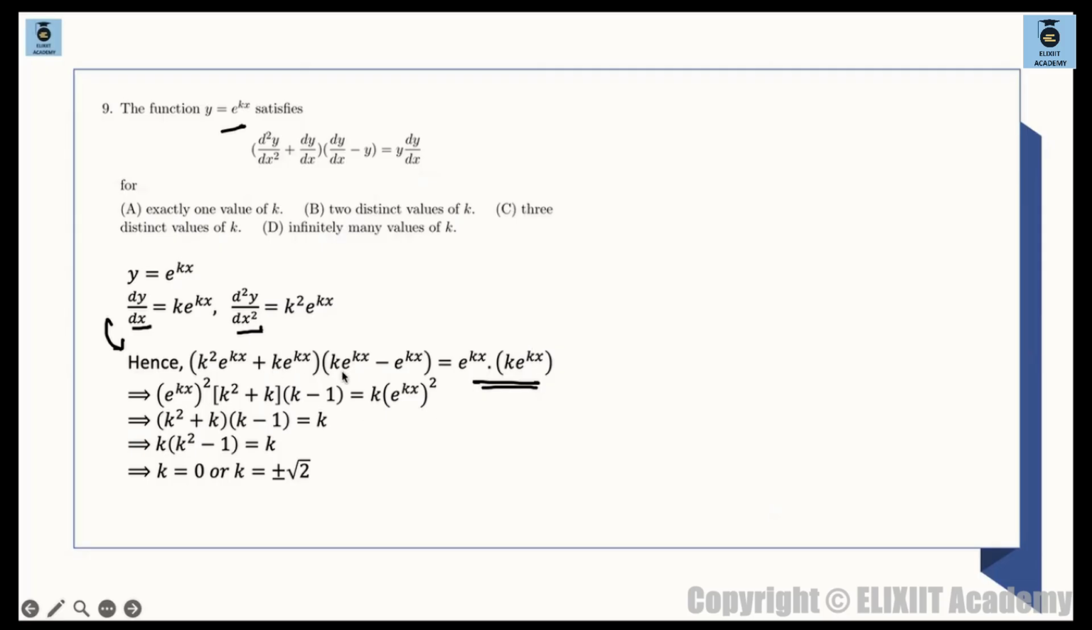So what do you do from here? Take k common, take e raised to the power of kx common, take e raised to the power of kx whole square common. Basically e raised to the power of kx from here and e raised to the power of kx from here. On the left hand side, whole square is coming common, and this can be cancelled out. Left hand side, right hand side, both sides we are having e raised to the power of kx whole square. So both of these can be cancelled out because e raised to the power of kx is not equal to 0.